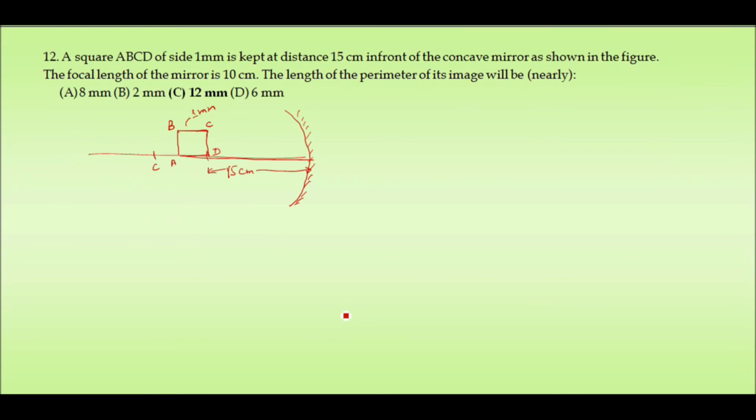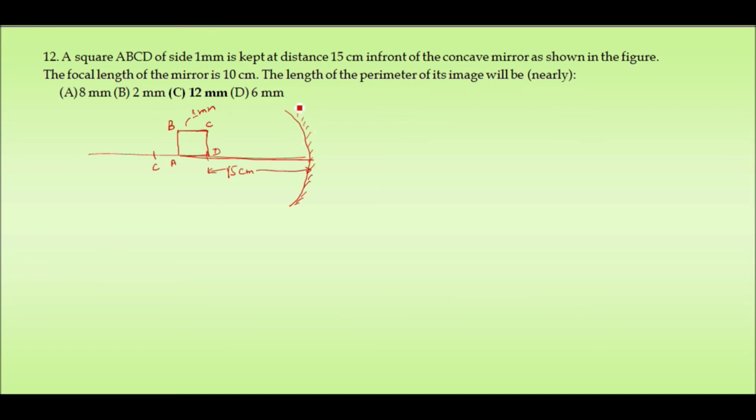A square ABCD of side 1 mm is kept at a distance 15 cm in front of a concave mirror as shown in the figure. The focal length of the mirror is 10 cm. The length of the perimeter of its image will be. You are given 4 options. You have to pick the correct one.